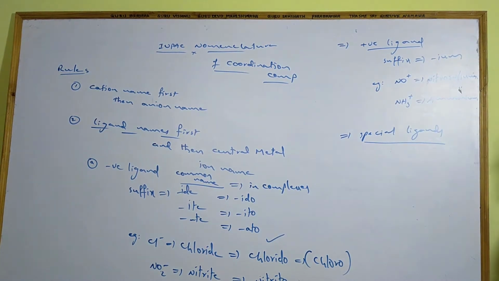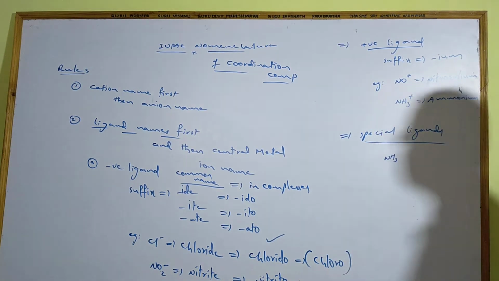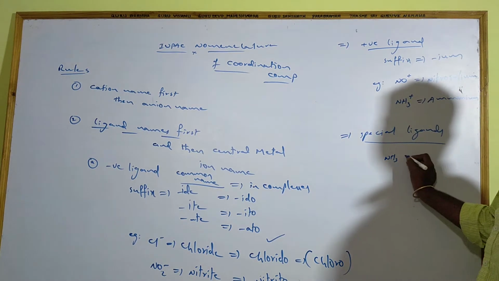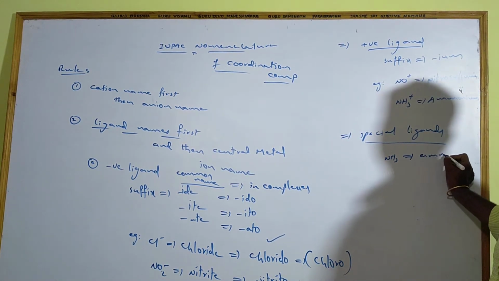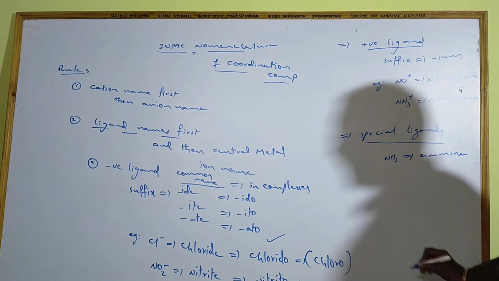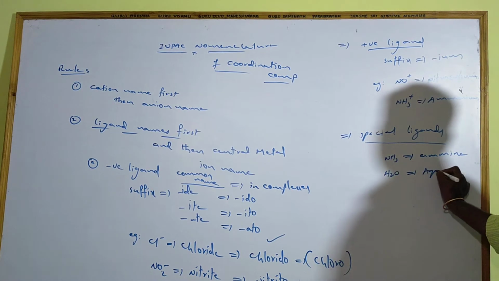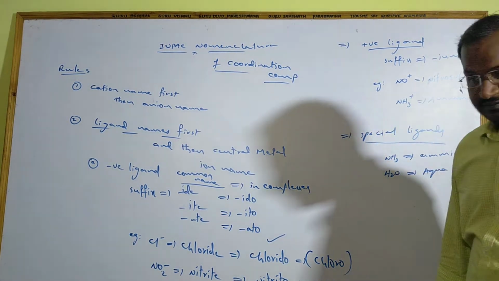Some neutral ligands have special names. Generally, NH3 is ammonia, but in the complexes we have to name it as ammine, with a double m. If H2O is there, we have to call it aqua. So like this, we have to write the names of the ligands.